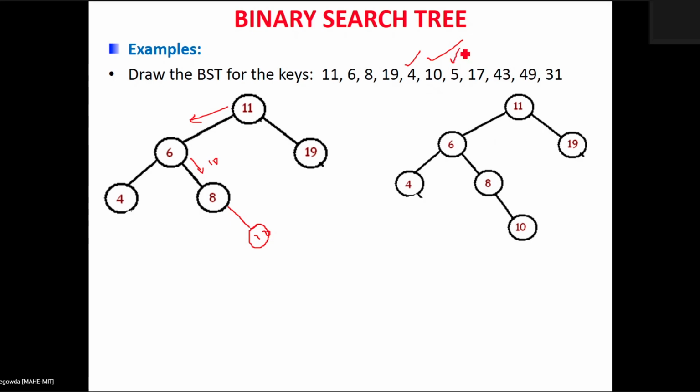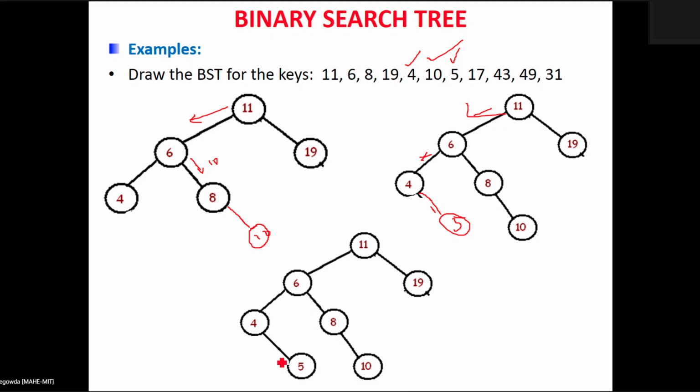Now the next element is nothing but 5. Okay, 5 is less than 11, go to left. See, it is less than 6, go to left. It is greater than 4. Then there is no right subtree for 4, so create a node and insert the value 5 over there. Okay, so this is the resultant tree after inserting 5. See, if you look at this one here, this is the resultant tree for this.